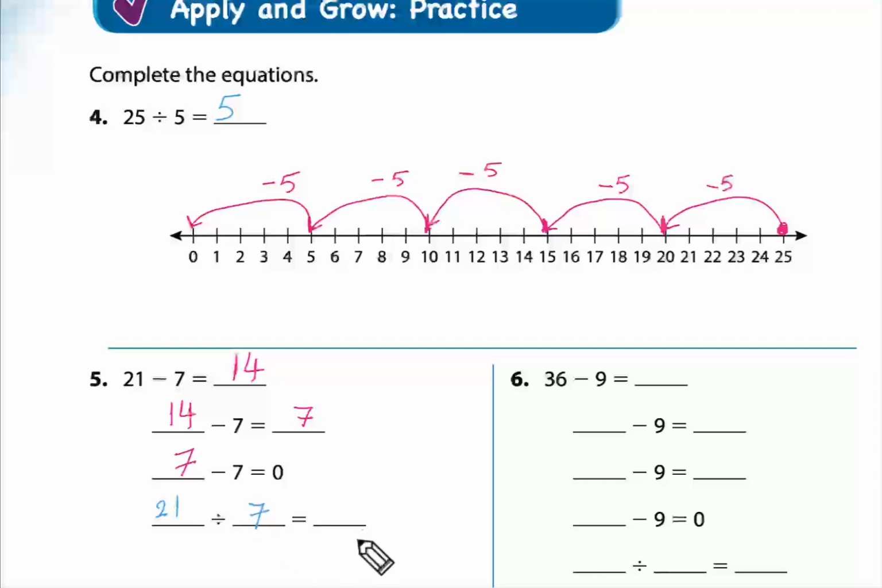And how many times did we subtract 7? Let's count. We subtracted 7 here 1, 2, 3 times. So 21 divided by 7 equals 3. I'll erase these numbers. We don't need them.